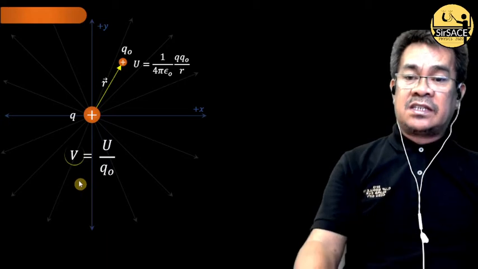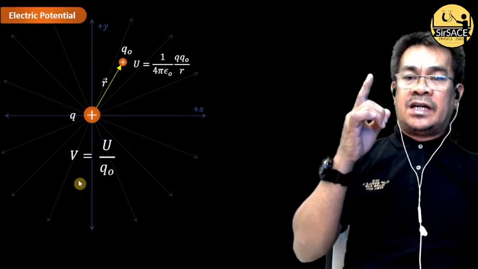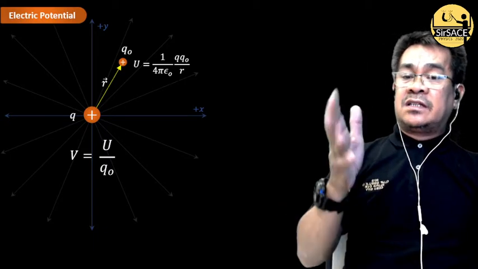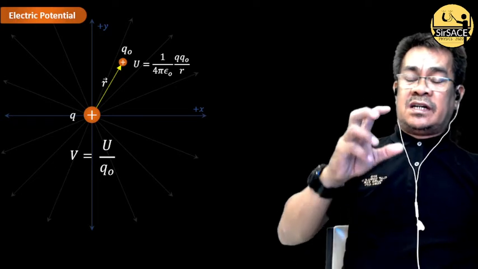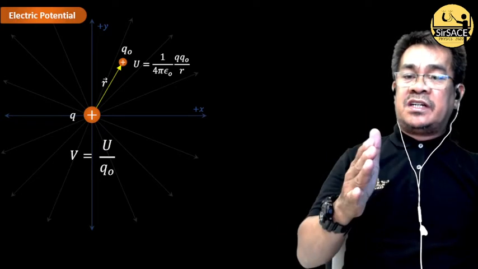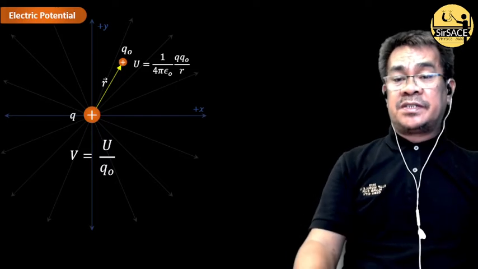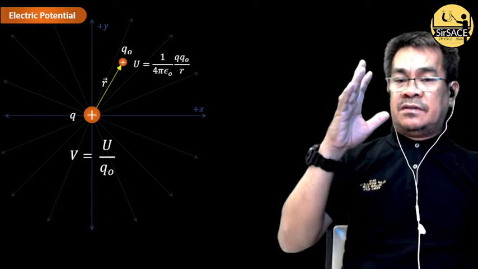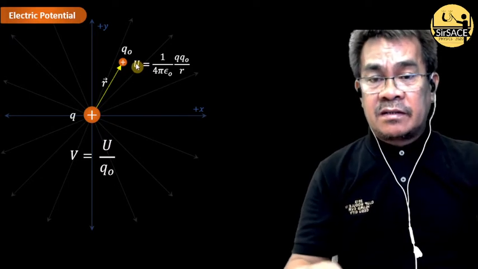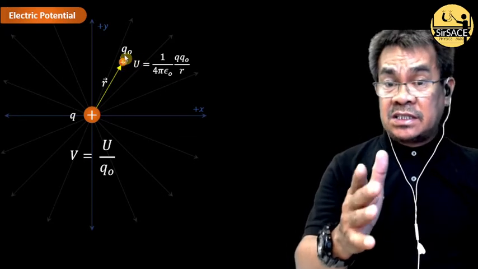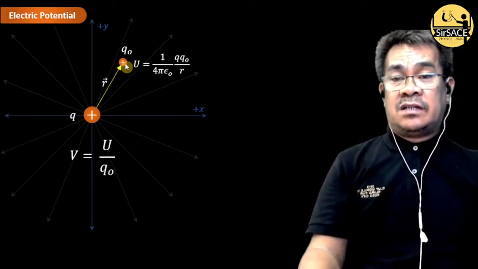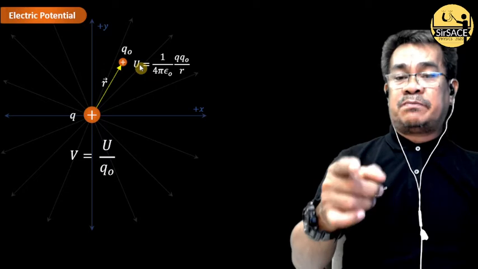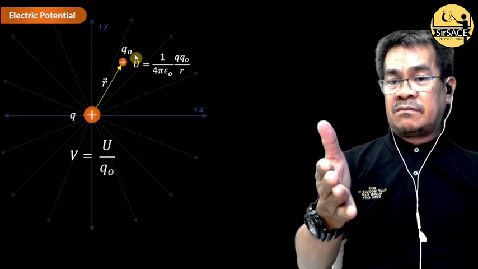This is electric potential. Remember, U is electric potential energy, V is electric potential, which means that the electric potential is actually the energy per charge. If you have more charge, then you have more energy. So be careful, because we want to know how much the potential is at the point where Q naught is located, so you have to divide its energy by its charge.